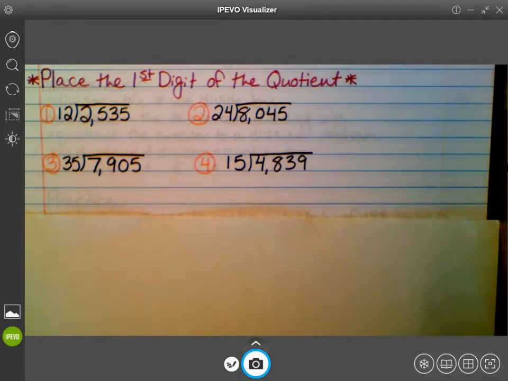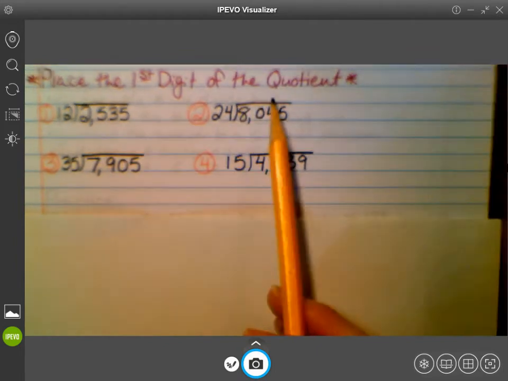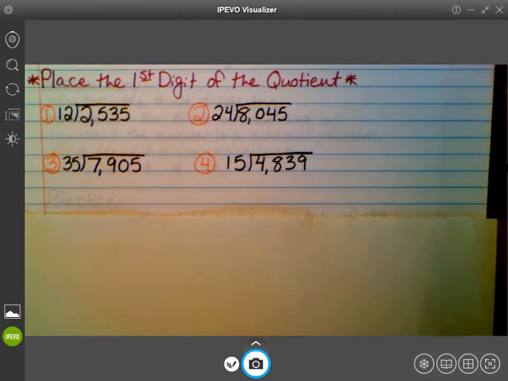It's the answer to a division problem. So that number that you get at the top, and sometimes you add a remainder to it, that's our quotient. That is the answer to our division problems. Well, does it say solve the quotient for the directions? No, all we're doing is placing the first digit of the quotient.